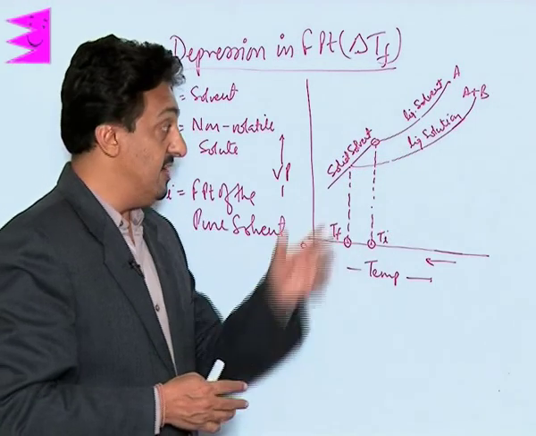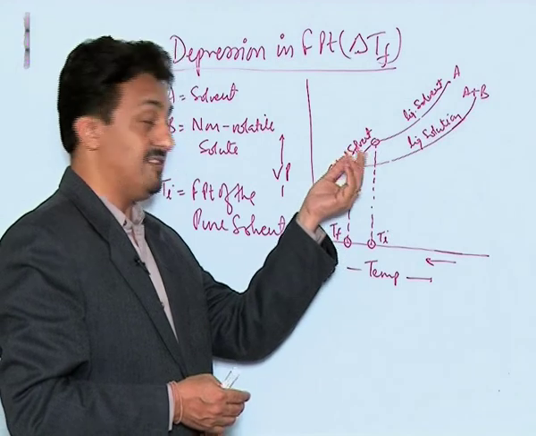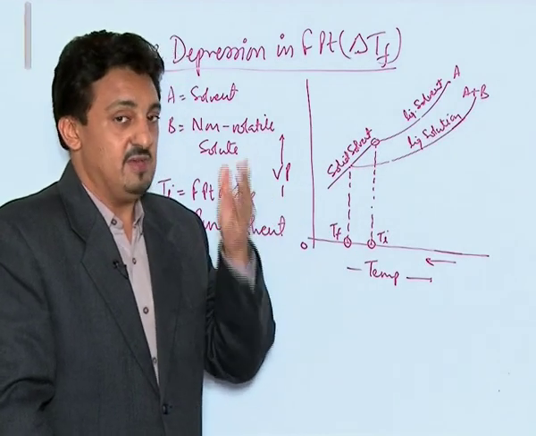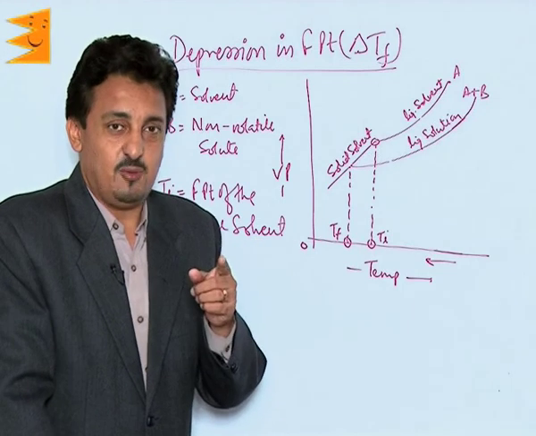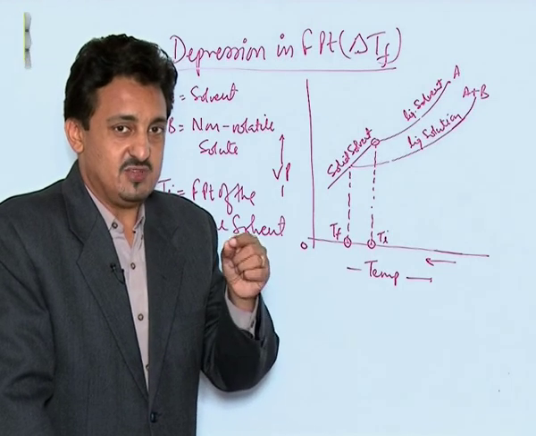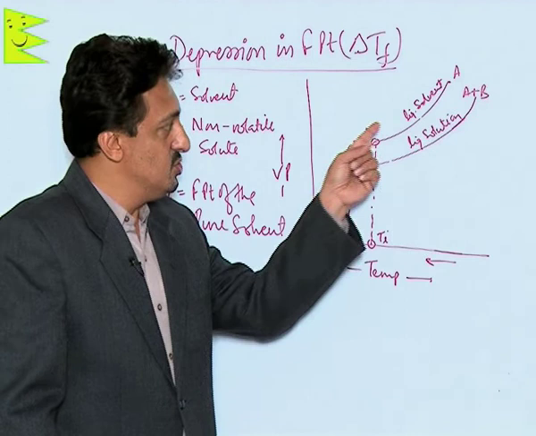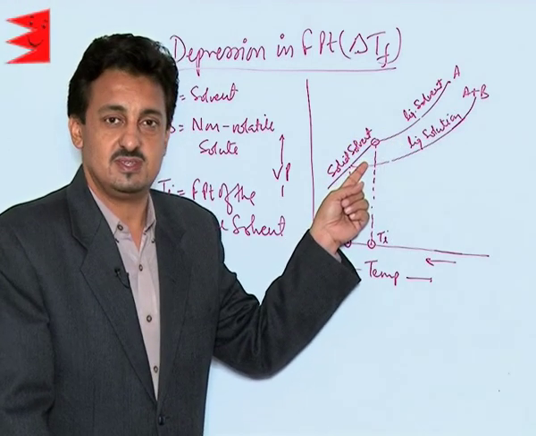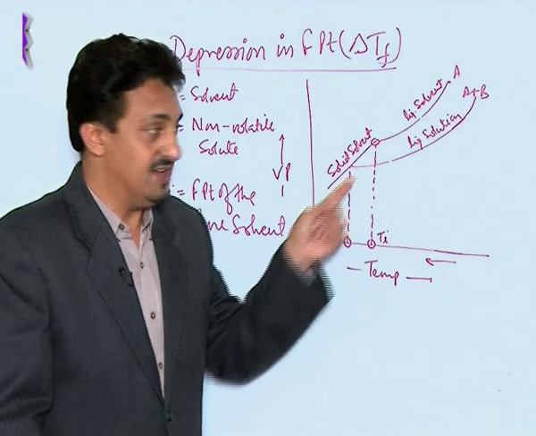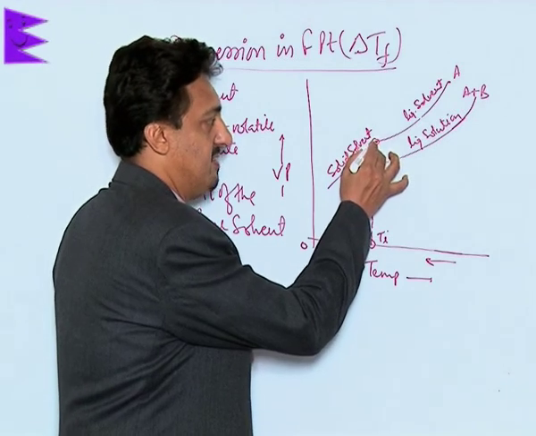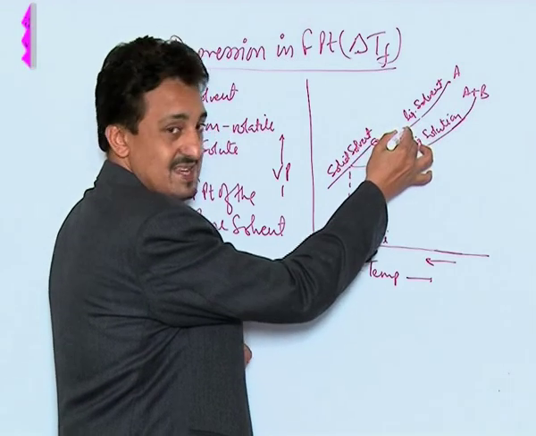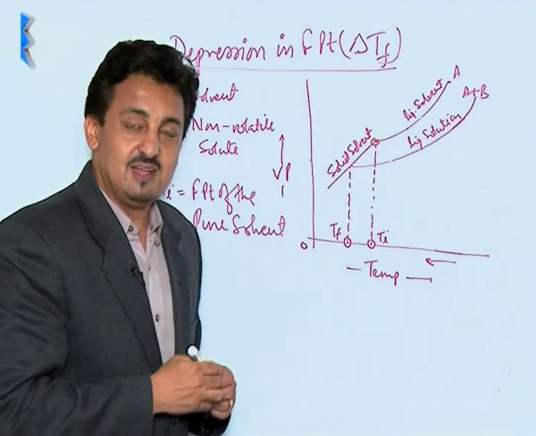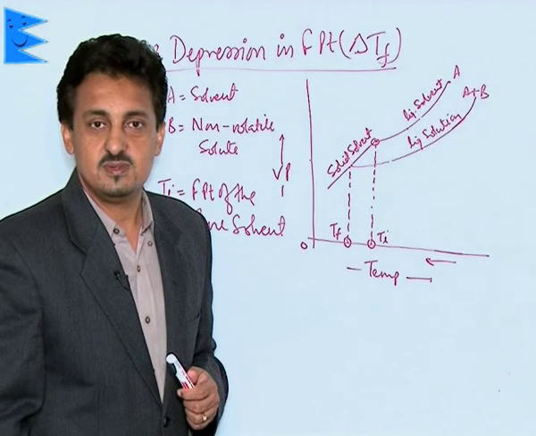But remember, we are not plotting the solid or the liquid states of the solvent along the y-axis. What we are plotting is the vapor pressure. So, what is the freezing point? It's the point at which the vapor pressure due to the liquid state equals the vapor pressure due to the solid state. I'm repeating again. At this point, the vapor pressure of the liquid state is equal to the vapor pressure of the solid state, and that point is called the freezing point.